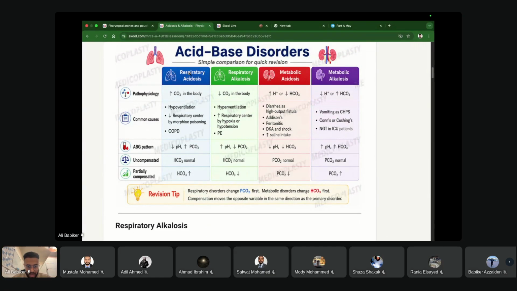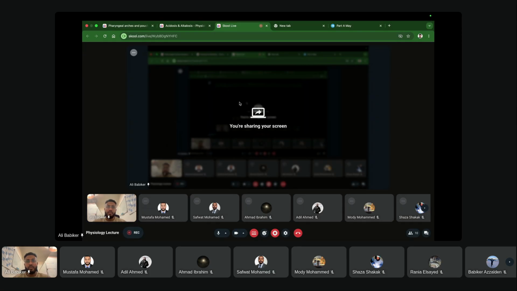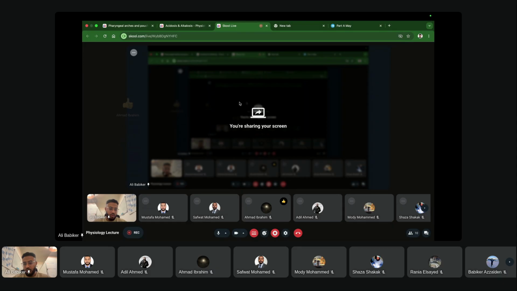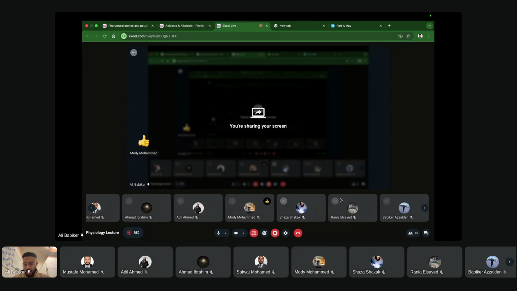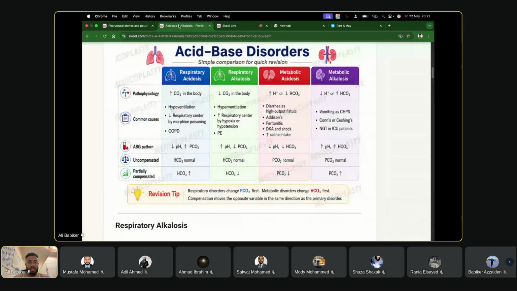Give me a thumbs up if this column is clear, because it's going to get more complicated. We need to understand why, one by one. Okay? So, Shaza, it's not clear. Rania, Rahiq, fine. All right.